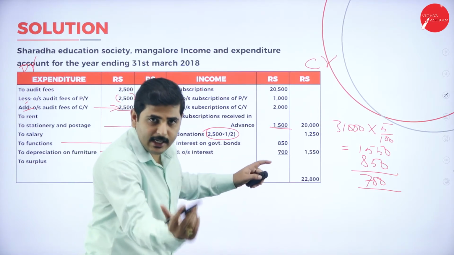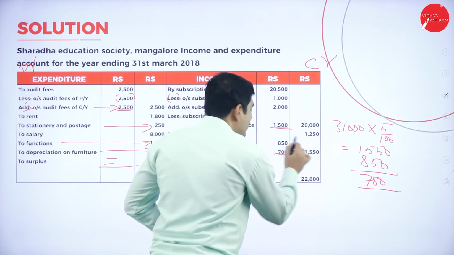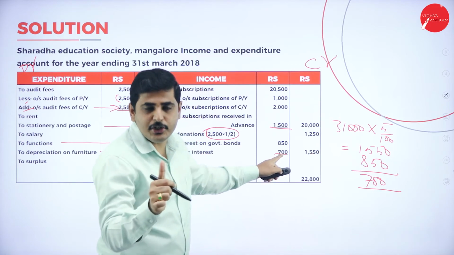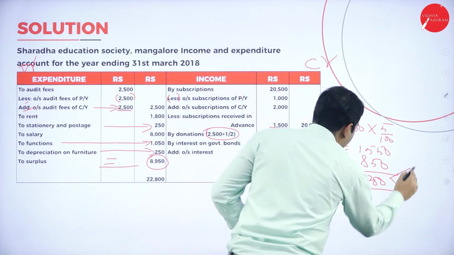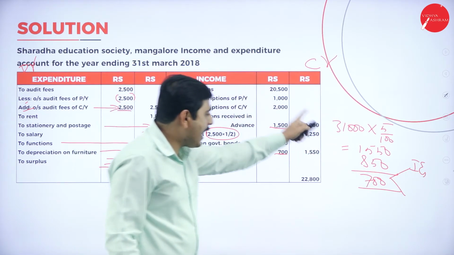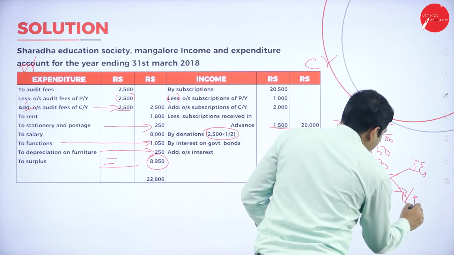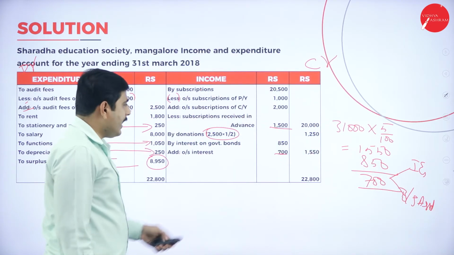Any outstanding of the current year we should add it. So add it, put it to the 1,550. So this 700, where will you show? All adjustments will have double effect. So one effect in the income and expenditure account, and another one in the balance sheet asset side. So now we have taken all the adjustments.